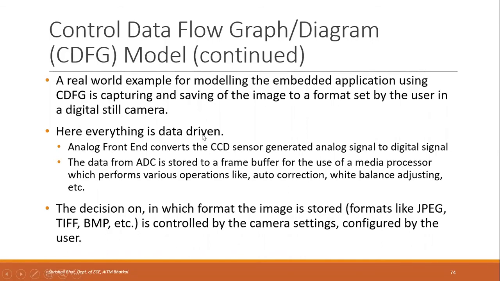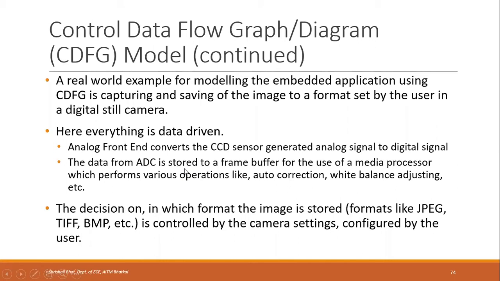Here everything is data driven. The analog front end in the camera converts the CCD sensor generated analog signal to a digital signal. The CCD sensor is one sensor present in digital cameras where the light captured is converted to an electrical signal. CCD stands for charge coupled device. They generate analog signals, so they have to be converted to digital. Then the data from the ADC, the analog to digital converter, is stored in a frame buffer for the use of a media processor.